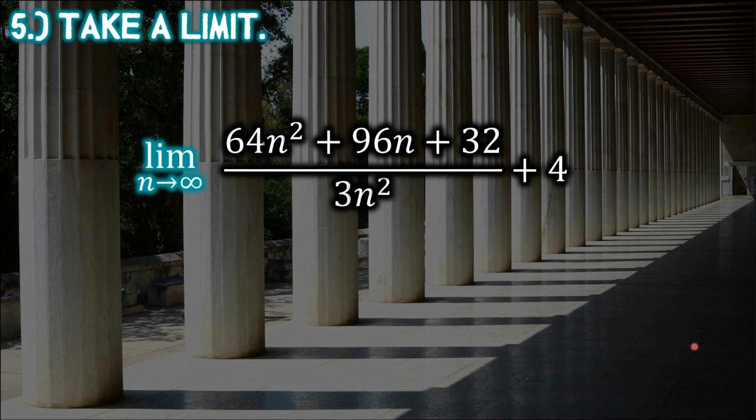You might recall from Calc 1 that if you're taking a limit as n goes to infinity, if the degree of the top is the same as the degree of the bottom, then you ultimately just take the ratio of those leading coefficients. Nothing else actually matters. So this whole fraction is just going to be 64 thirds. And 64 thirds plus 4 is 76 thirds. That is the actual area under the curve, that 25.33 repeating, and so on, that we saw before.